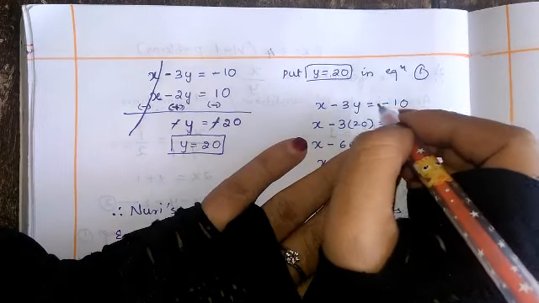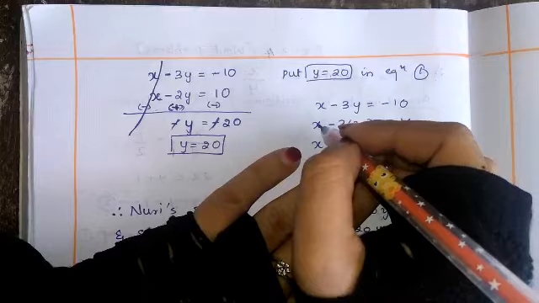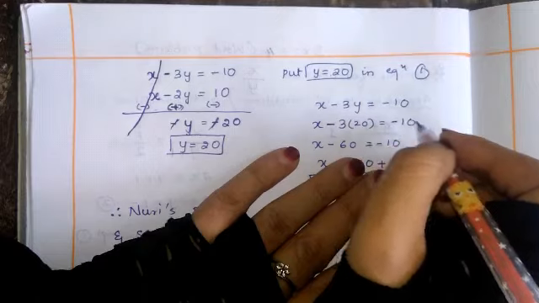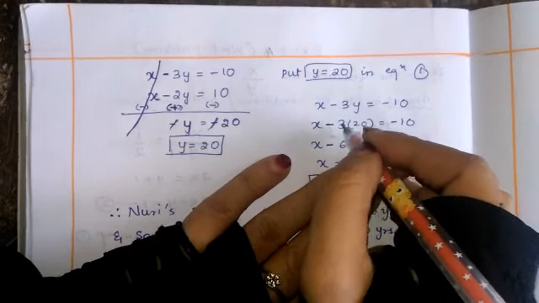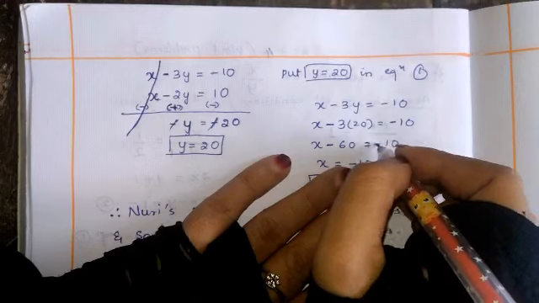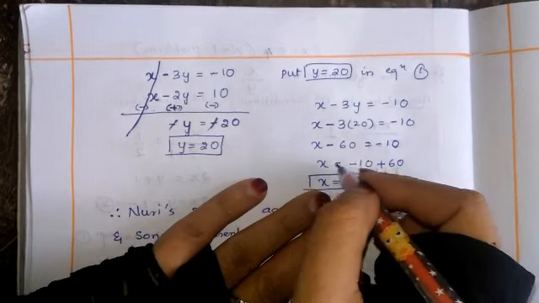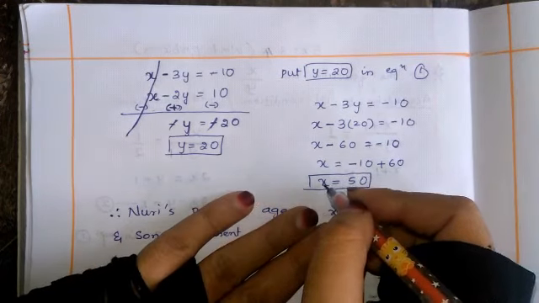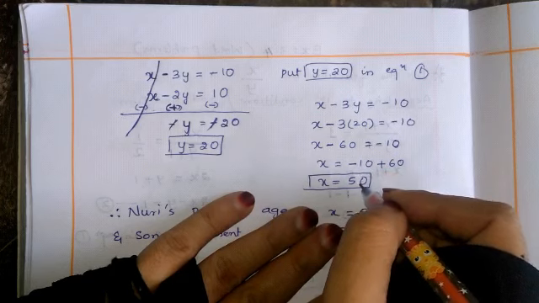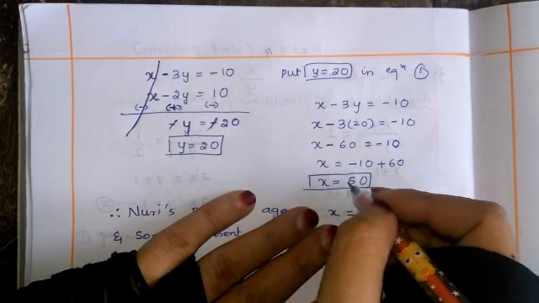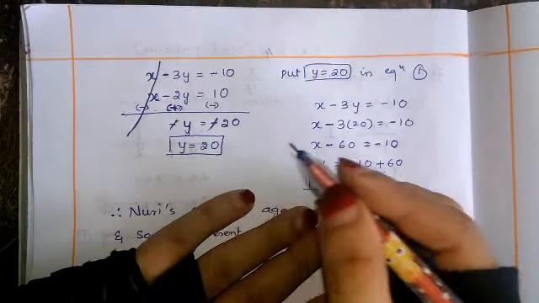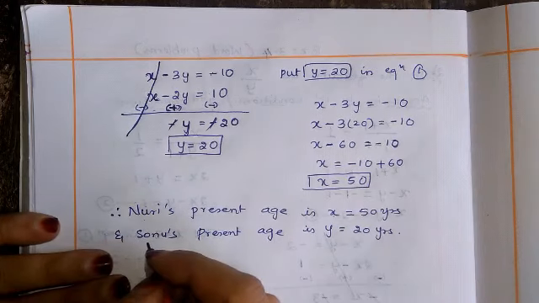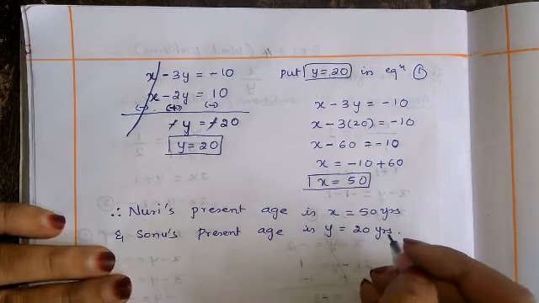x minus 3y is equal to minus 10. This is equation 1. x minus 3 as it is, y value 20, is equal to minus 10 as it is. x minus 3 times 20, which is 60, is equal to minus 10. Then x is equal to minus 10 plus 60. If I bring this side, it becomes plus 60. So x is equal to 60 minus 10, that is 50. So the x value we got is 50, the y value we got is 20. Therefore, Nuri's present age is x, that is 50 years, and Sonu's present age is y, that is 20 years.